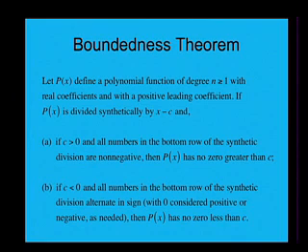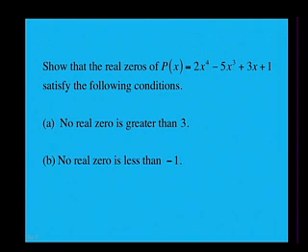greater than c. Part B says that if c is negative, and all numbers in the bottom row of the synthetic division alternate in sign, with 0 considered positive or negative as needed, then p of x has no zero less than c. Again, I think the easiest thing is to do an example.